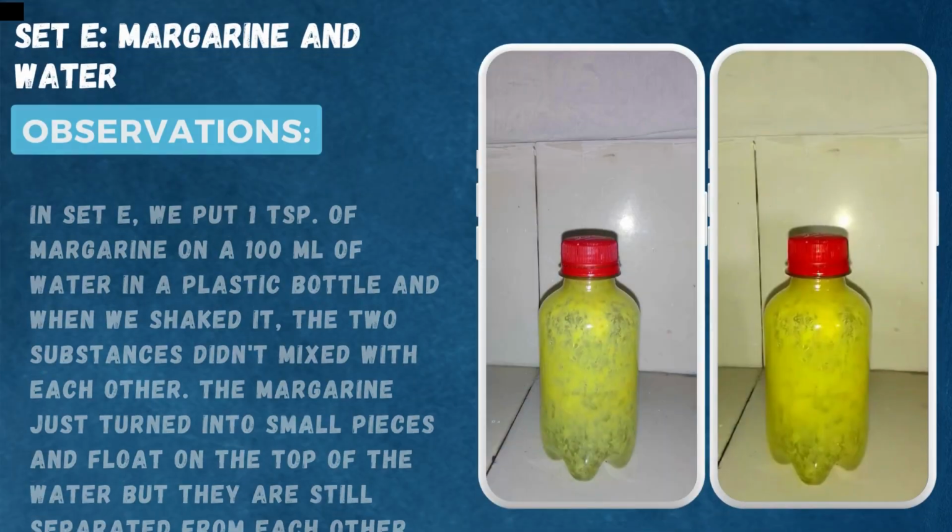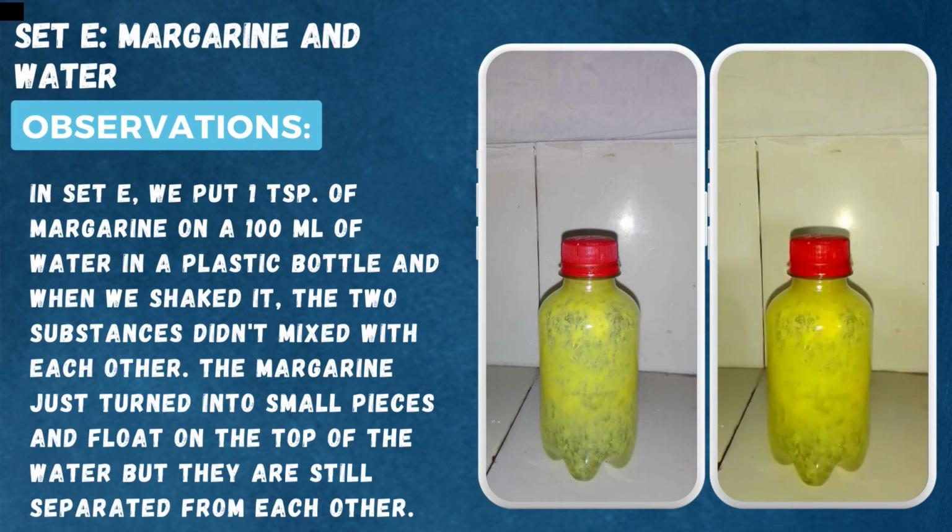In set E, we put 1 teaspoon of margarine on 100 ml of water in a plastic bottle, and when we shake it, the two substances didn't mix with each other. The margarine just turned into small pieces and floats on the top of the water, but they are still separated from each other.